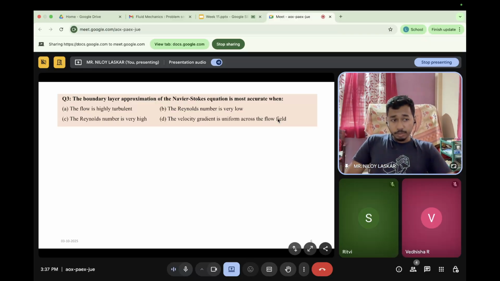So I'm just giving you a hint. Use this concept of Reynolds number. Reynolds number basically is inertial force by viscous force. So just try to understand what will happen if the Reynolds number is low, if the Reynolds number is high, or the flow is highly turbulent. So try to correlate the Reynolds number concept with this one, and you will be able to answer this, I hope. So please try. I am giving you 1 minute.